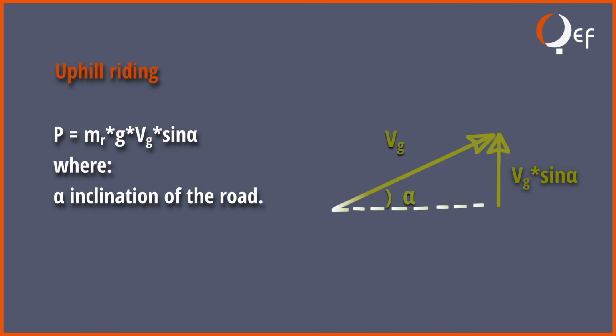Finally, when cycling uphill, an additional power requirement arises due to the gravitational effect of lifting weight. This component depends on the vertical velocity, which is Vg multiplied by sine alpha, where alpha is the inclination of the road.